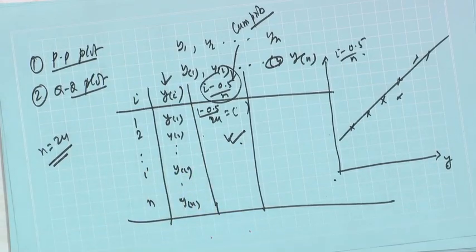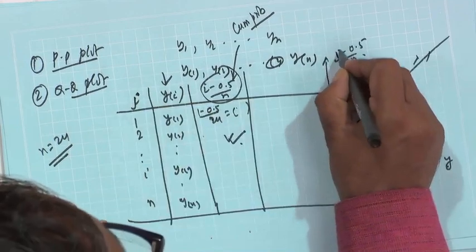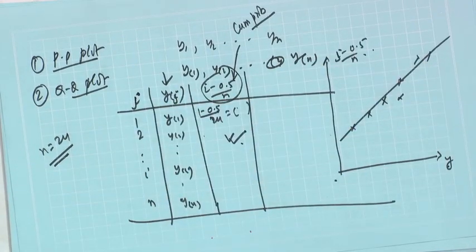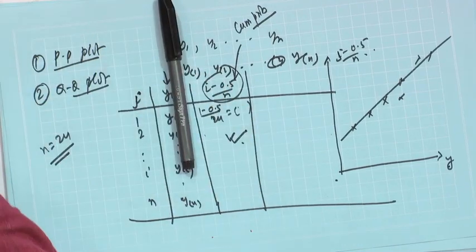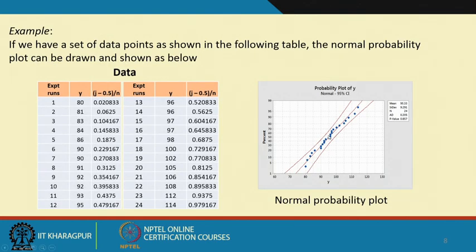Okay. Sometimes instead of i, if I use j, then I will write j minus. These are all notation only. So, y j like this. Okay. So, let me read out here. Arrange data points in ascending order, first one, and then plot the ordered observation against its observed frequency or cumulative frequency. Okay. So, I want to use the slides.